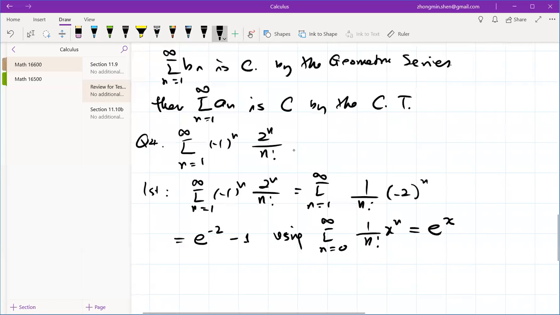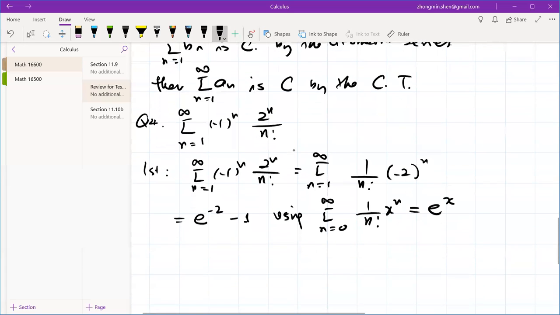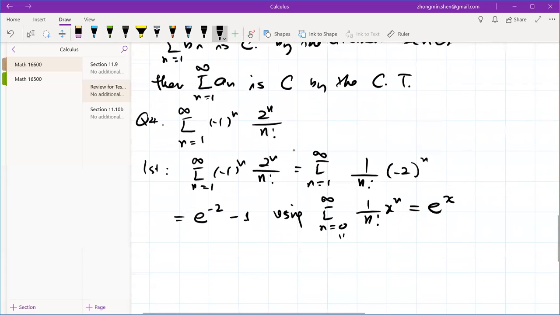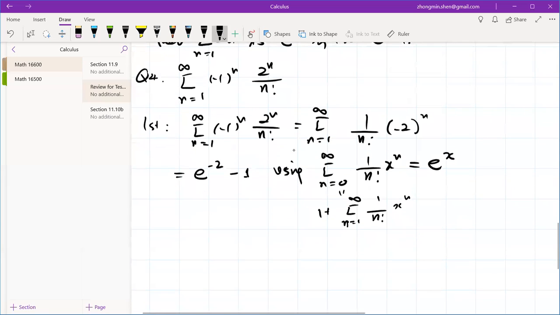The first term is 1, but in the series above, n starts from 1. This one starts from 0, so the first term is 1 plus the rest. That's the reason: if n starts from 1, then you have to move 1 to the other side, and you get e to the negative 2 minus 1. Okay, so that is a complete argument.